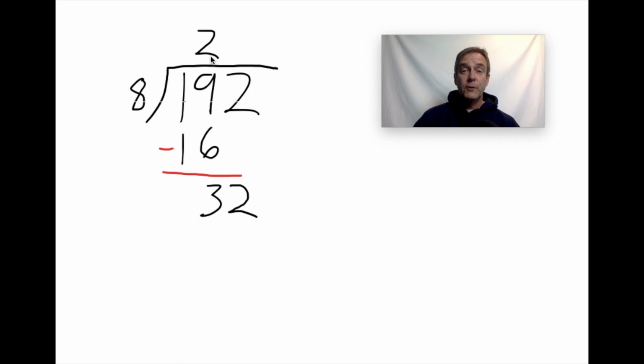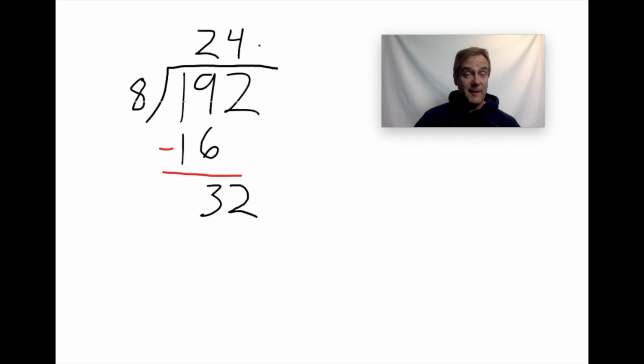When we found that 2 was the first digit of our quotient and multiplied it against our divisor to remove some from our original dividend, that removal left us with a remainder of 32. Now that remainder can still be divided by 8. So we're back to the beginning and asking ourselves a new question. 8 goes into 32 how many times? The answer, of course, is 4.